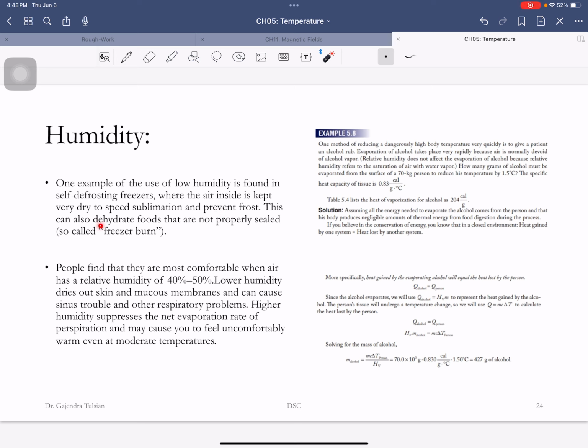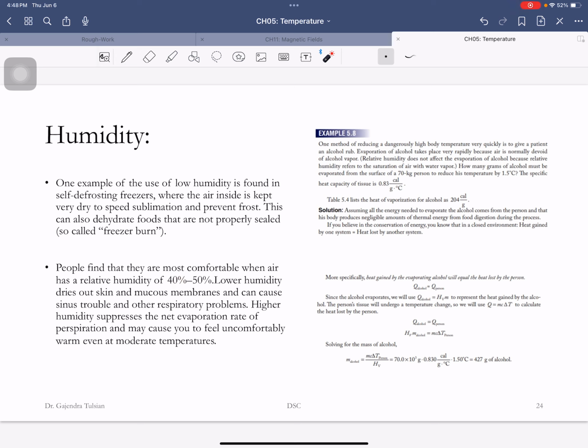So you can also dehydrate food doing that. If the humidity is low, then the food will dehydrate as well. Okay. People find that they're most comfortable when the air has a relative humidity of 40 to 50%.